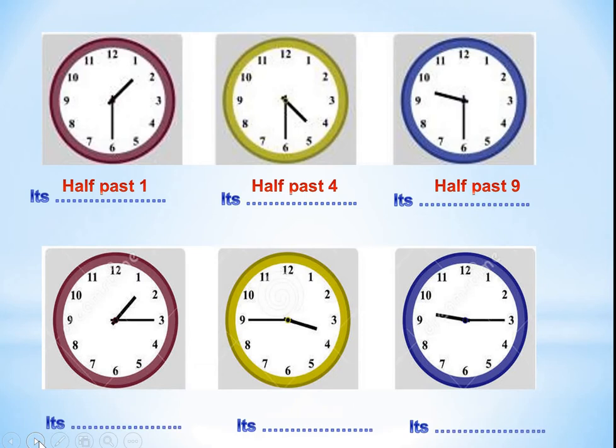Next, it's quarter. Quarter what? Quarter past 1. Quarter past or to? Look at the long hand. Yes, the naughty one. Quarter to 4. Here we write 4, not 3. In English, only in English, for quarter to, we take the bigger number because it's naughty. Next, quarter past 9. Thank you.